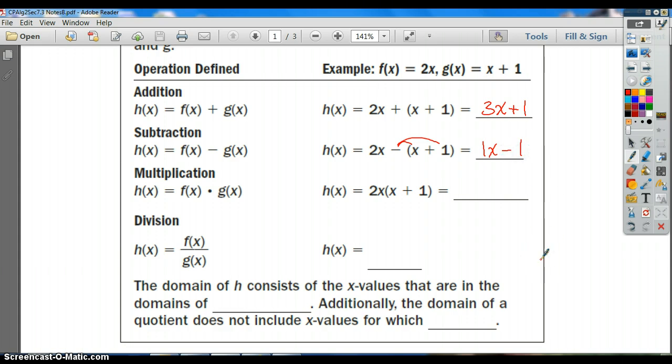Okay? Multiplication, substitute in, this would be a distributive property. So we're looking at 2x squared plus 2x. Nothing really new here, you just are substituting in and doing the operation it's telling you to perform. So again, f of x is 2x, g of x we'll put in x plus 1. Okay. I can't factor that at all. That is actually the final solution.